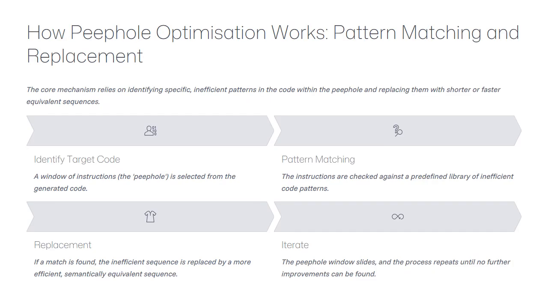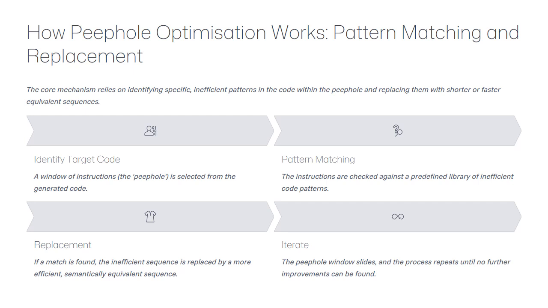How peephole optimization works: pattern matching and replacement. The core mechanism relies on identifying specific inefficient patterns in the code within the peephole and replacing them with shorter or faster equivalent sequences. Identify target code: a window of instructions, the peephole, is selected from the generated code.